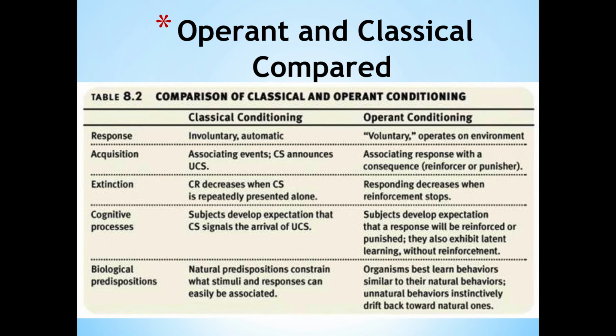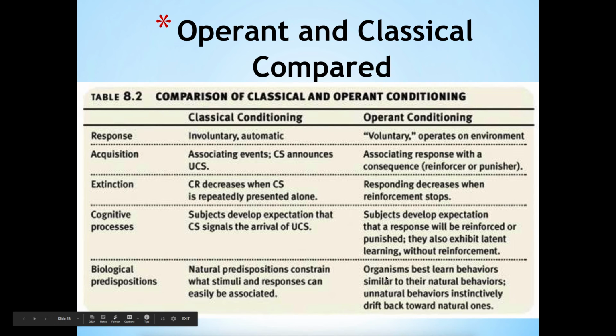And like we will talk about with latent learning, we're also going to learn that learning can occur even when reinforcement is not present. And finally, biological predisposition. Natural predispositions constrain what stimuli and responses can be easily associated. And probably our best example of this is the Garcia effect, the fact that we are biologically predisposed or biologically prepared to learn taste aversions easier than aversions to sights or sounds.